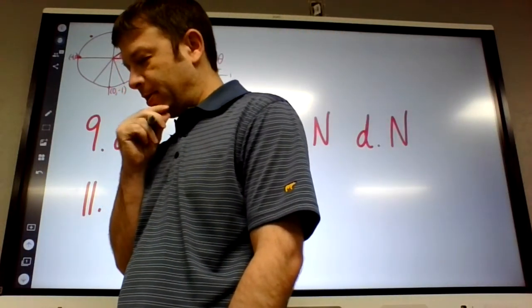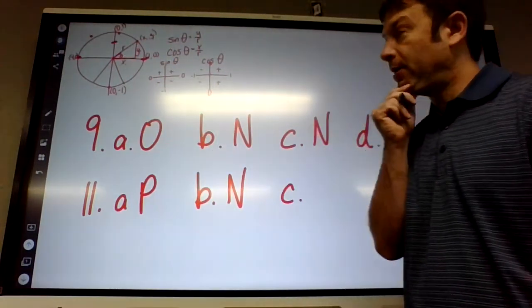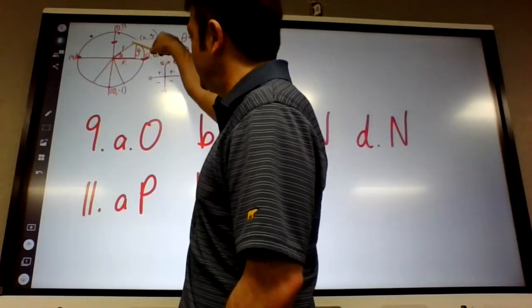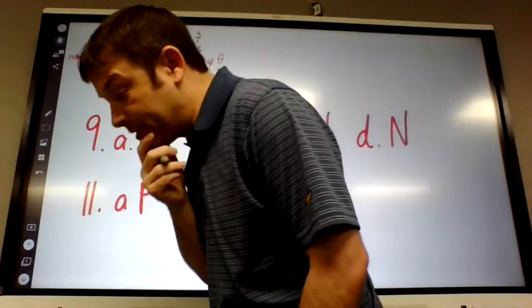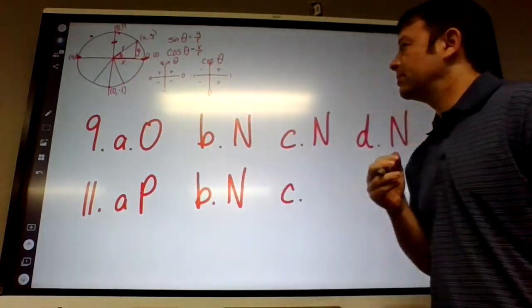What quadrant would 300 degrees be in? It's between 270 and 360, so it's got to be over here. And is cosine positive or negative in that quadrant? Positive.